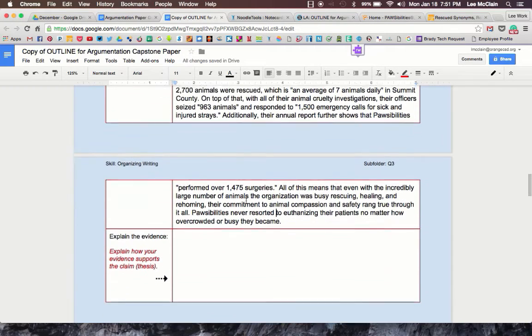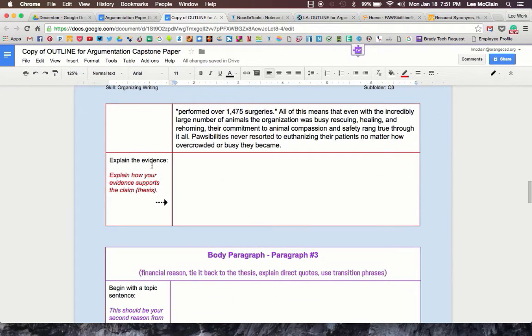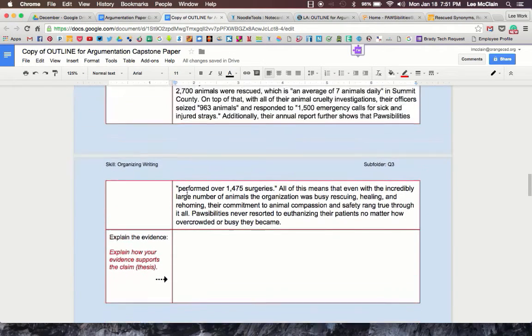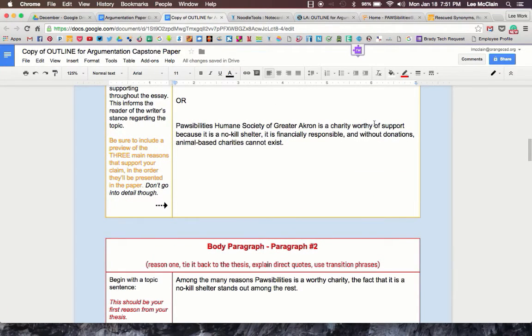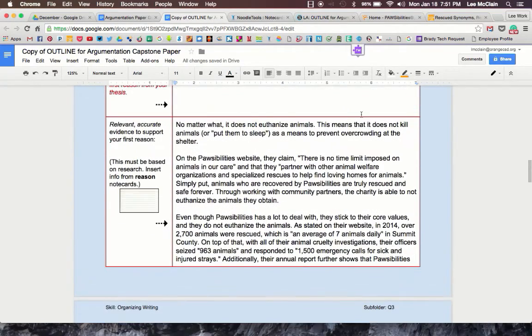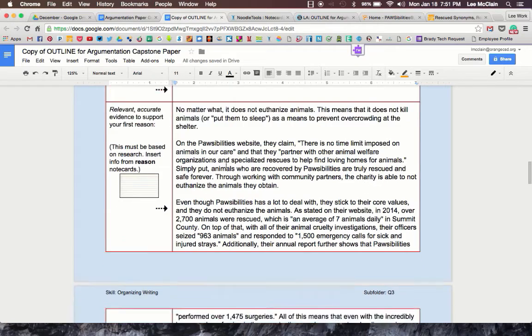So, now what I need to do is explain my evidence. What that means is we need to explain how all of this stuff from my note cards actually supports my claim or my thesis. It is okay if you need to scroll back up to take a look at your thesis. That's totally fine. Okay, my thesis is that they're a charity worthy of support. That's like the main part of my thesis. They are a charity worthy of support. How does any of this, the fact that they don't euthanize animals no matter how busy they become, how does any of that show that they're worthy of support?